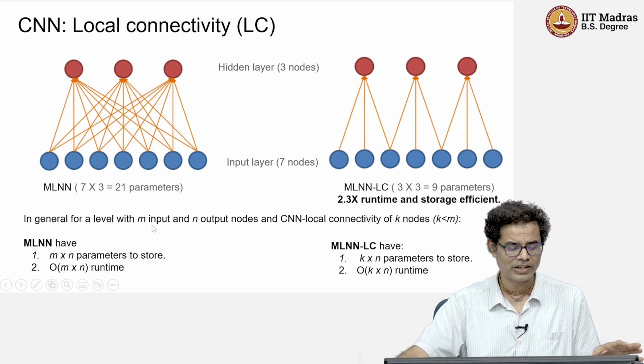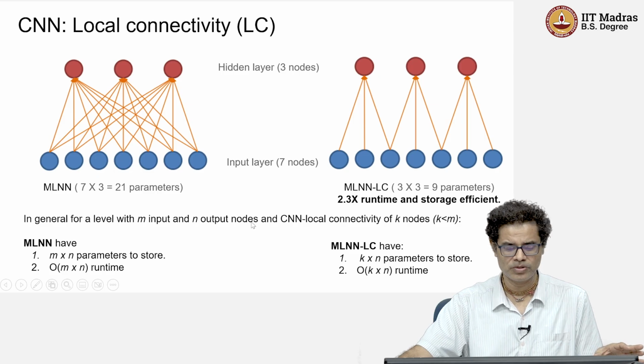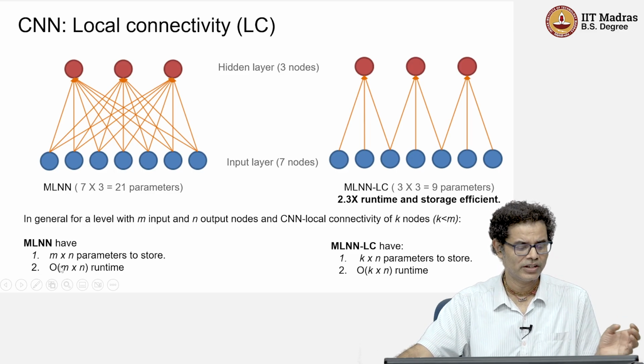So in general, for a level with M input and N output nodes and CNN local connectivity of K nodes, for example, this has a local connectivity of 3 nodes, then we can find for a multi-layer neural network, the number of parameters is M cross N, like number of input nodes into number of output nodes. And runtime is also that, right? Runtime means the number of operation multiplications.